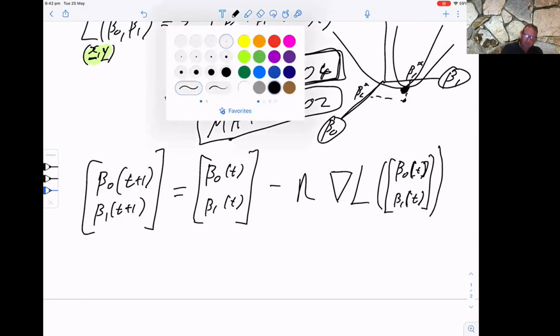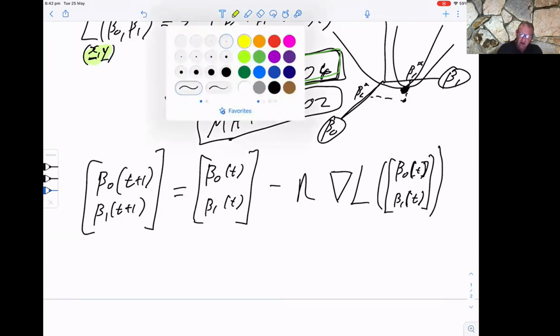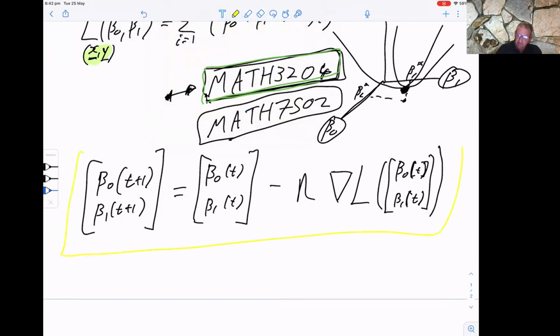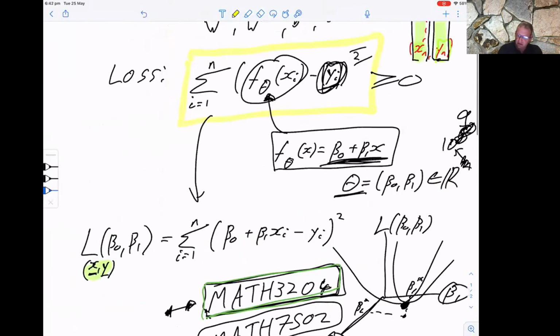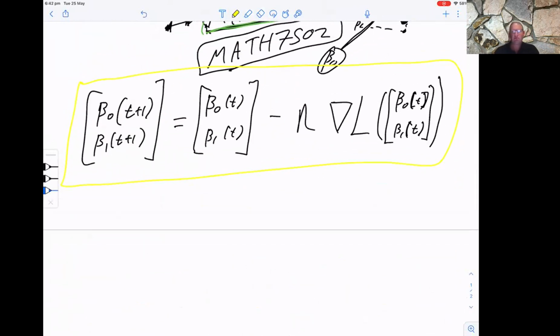Okay. So I spoke about MATH3204 for a second. In MATH3204, you do other techniques that are second order techniques and more advanced, etc. But these techniques are often not superb for very high dimensional models, you know, with 10 to the 9th parameters and non-convexity and things like this. So we stick to this technique.